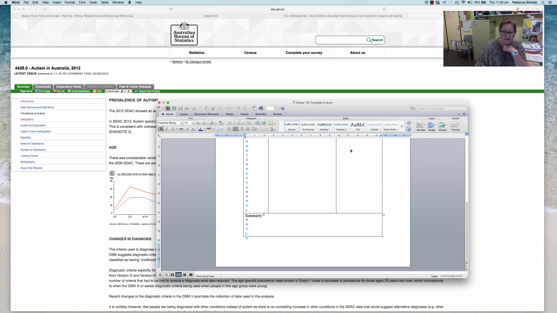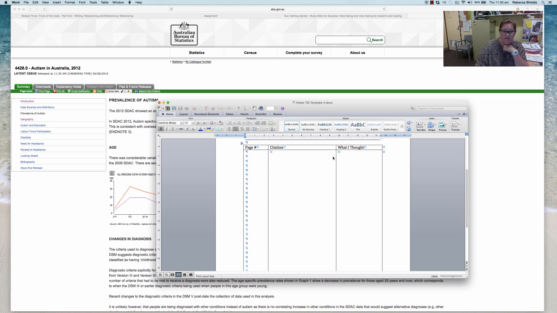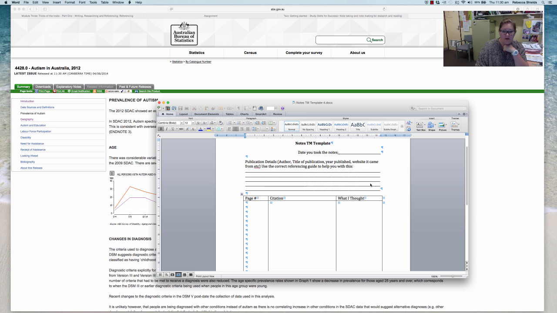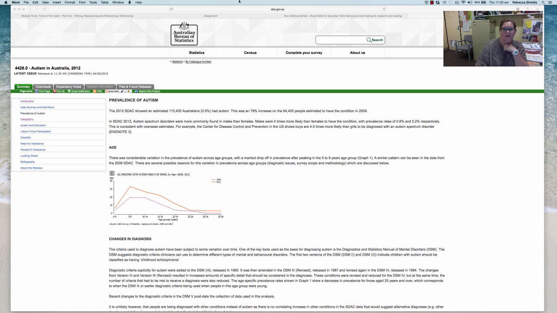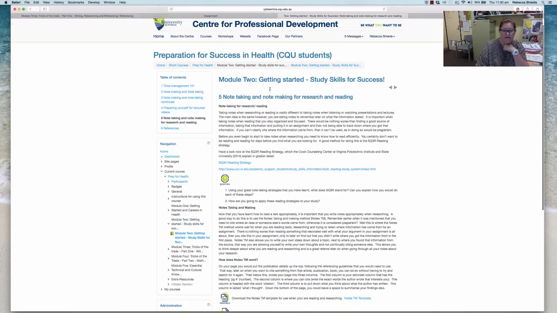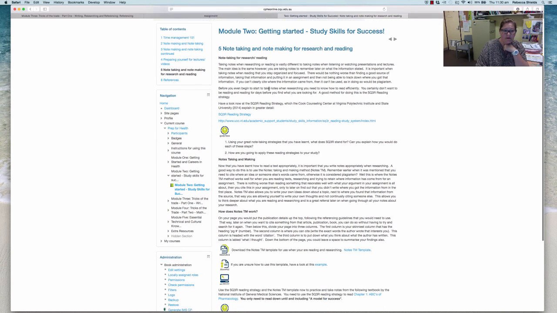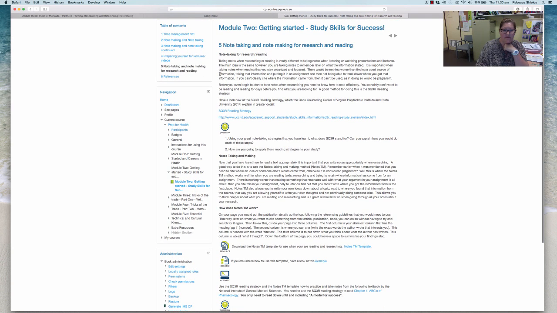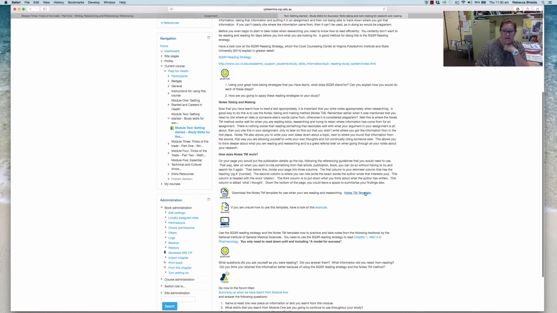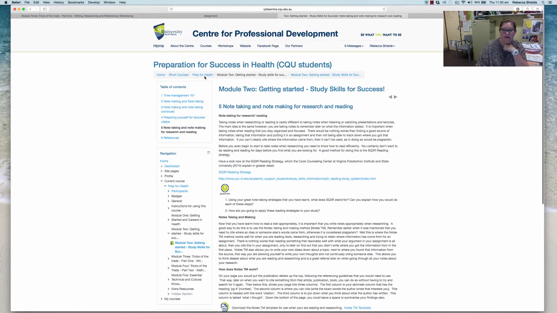So this is how you're supposed to take notes. So you know that this is not your own words in this citation. This is somebody else's words, but you know where you've got it from so that it can help you direct reference. Okay? So that's what you need to use, the Notes TM template. And where you would find that would be, just bear with me, in this section here. So in Module 2, where it says note taking and note making for research and reading, you go to the Notes TM template and you take notes that way. Okay, so you know that you're not plagiarizing somebody else's work.